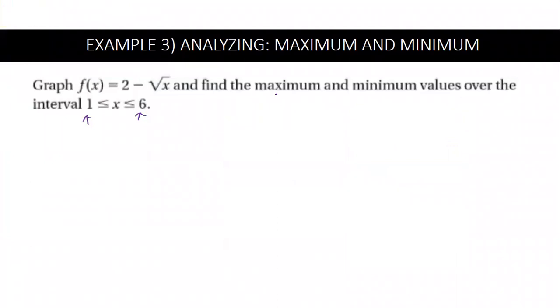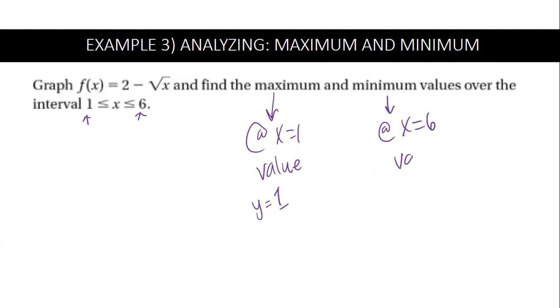All right, so our maximum took place at x equals 1, and the value was y equals 1. That's your x, and the value is your y. Our minimum took place at x equals 6, and the value was y equals negative 0.4500. How do you feel about analyzing the maximum and minimum of a square root function?